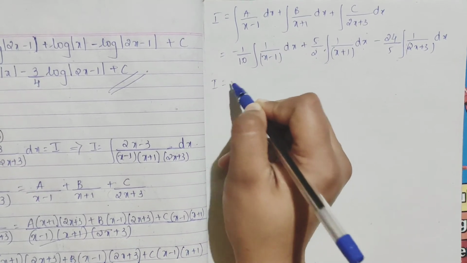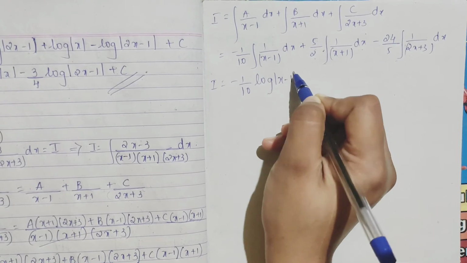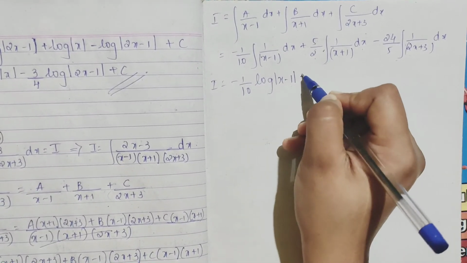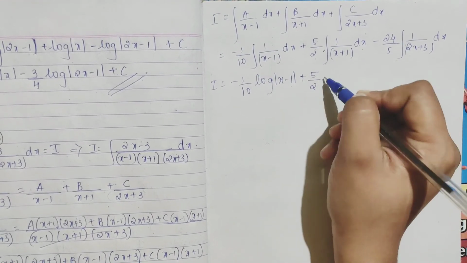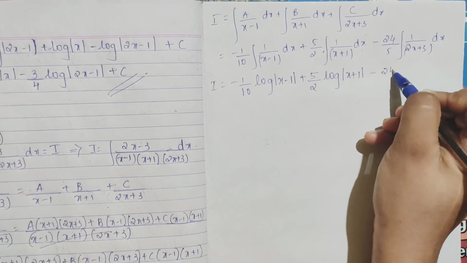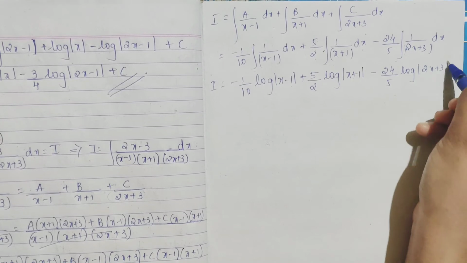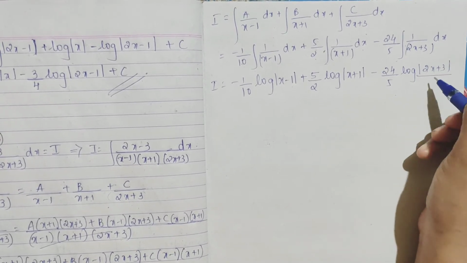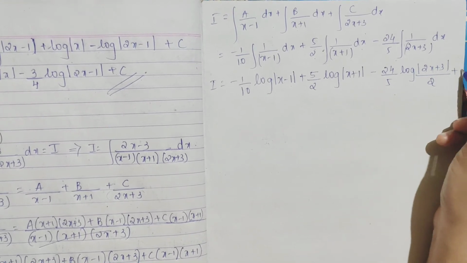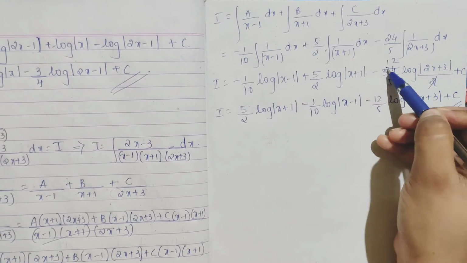Now integrating: minus 1 by 10 times log mod x minus 1, and the differentiation of x is 1, which goes in the denominator, so even if you don't write it, it's okay. This also gives log mod x plus 1, minus 24 by 5 log mod 2x plus 3. Here you have to write, see, it is 2. The differentiation of 2x is 2, but this will go to the denominator part, plus C. So I can see 2 with 24 cancels off.